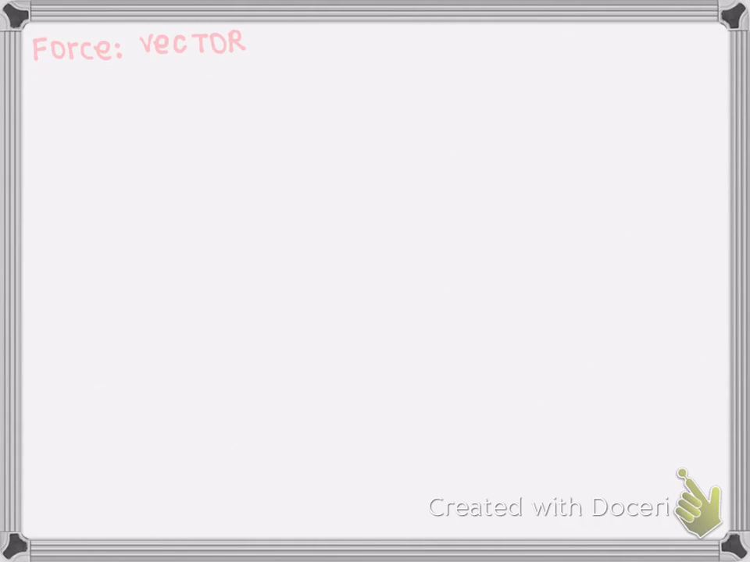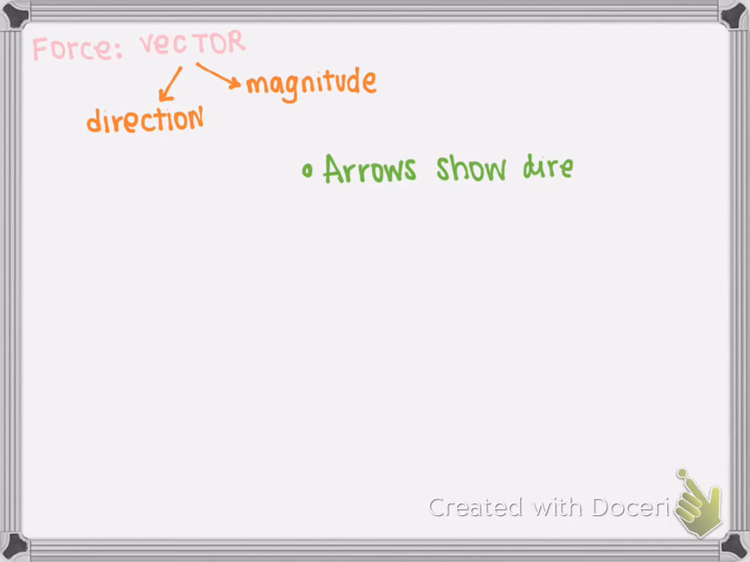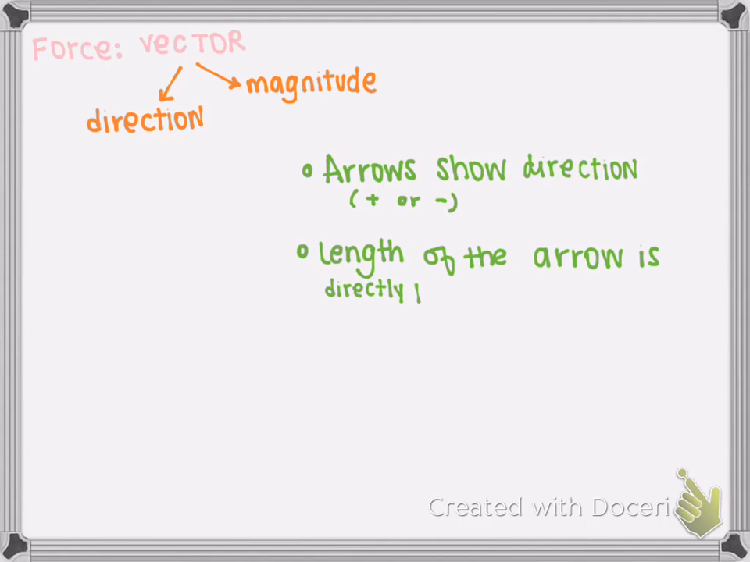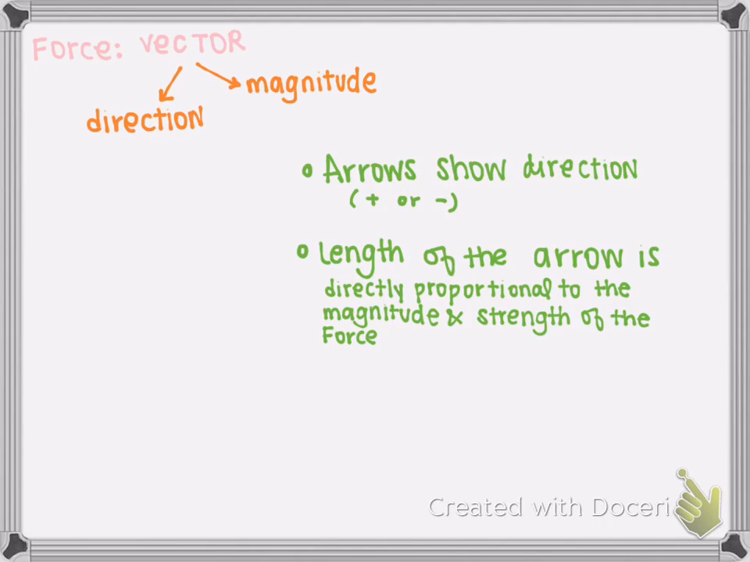A force is a vector. A vector has magnitude and direction. Thus, a force also has magnitude and direction. So when we write force, we need to show arrows to show the direction in which it is going, either if it's positive or if it's negative. And these arrows have lengths, and the lengths are directly proportional to the magnitude and strength of the force. Which means when you're drawing these arrows, you need to make sure that you draw them accurately in order to represent the magnitude and its strength.